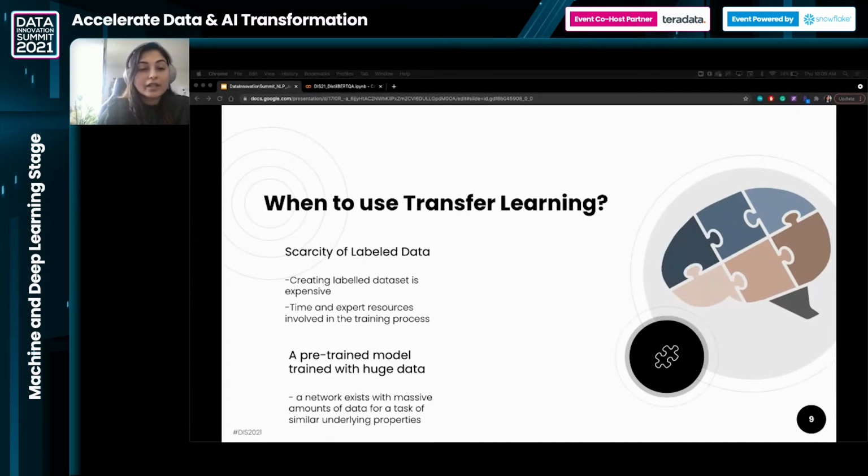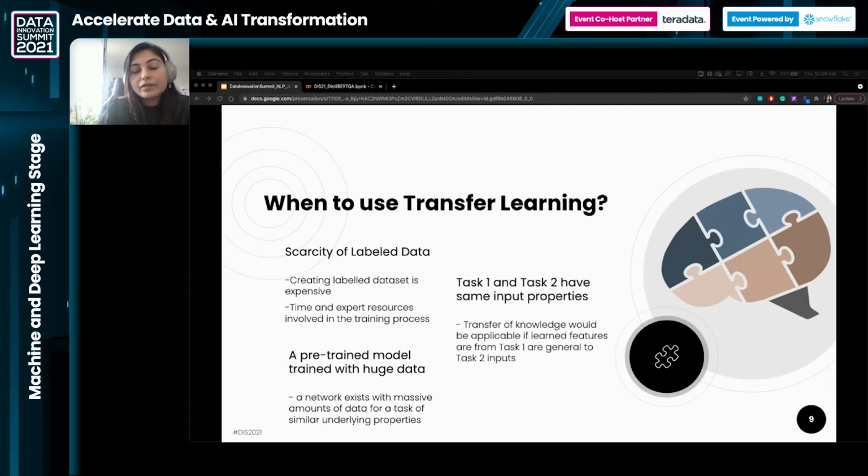and you have that source data that we saw in the previous slide. The third is we have to make sure that task one, that is the source task, and task two, which is the final task, have similar input properties. And by that I mean that you should be able to transfer the knowledge that you have learned from the source task to the target task.